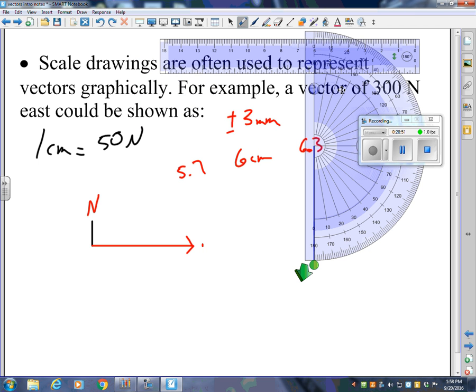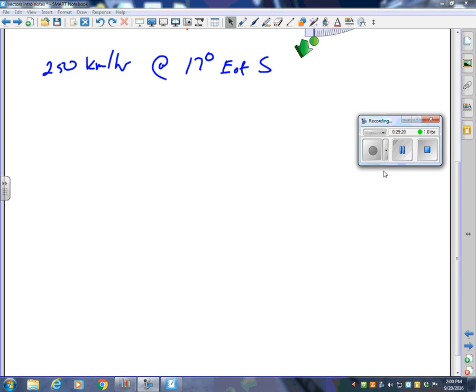I'm going to go 250 kilometers per hour at, let's say, 17 degrees east of south. 250 kilometers an hour at 17 degrees east of south. Do you want me to do it, or do you want to try it? I'll try it? Okay, you try it. I'll pause. I'm going to get you started if you're having a little trouble.